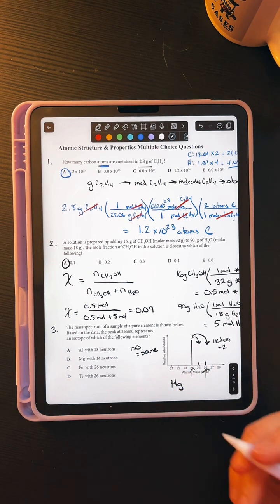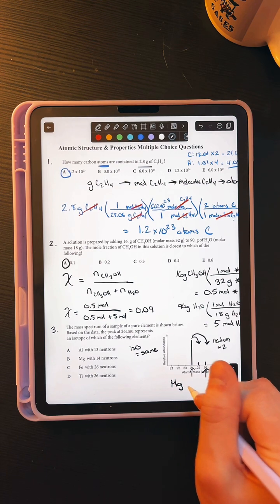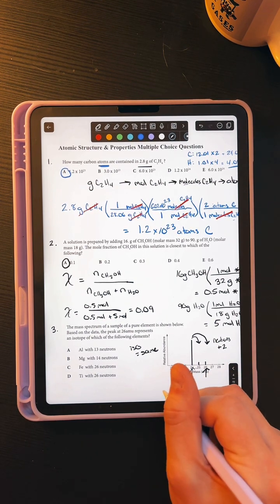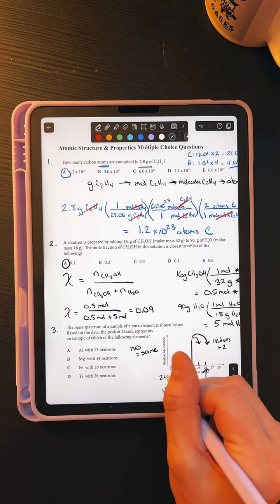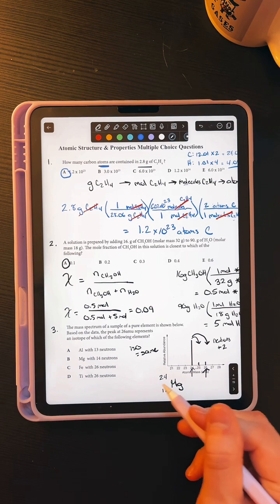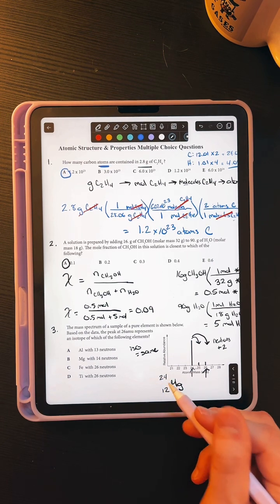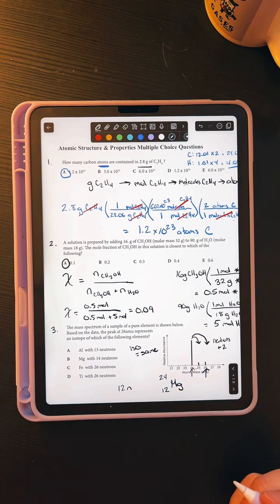Now magnesium has 12. Magnesium's atomic number is 12 and its mass is 24. So this is the number of protons, this is the number of protons plus neutrons. So magnesium alone has 12 neutrons.